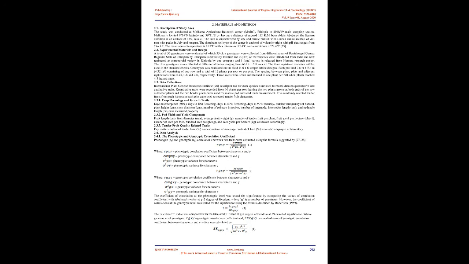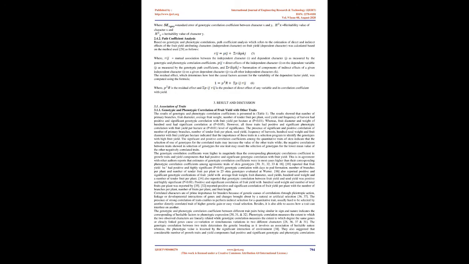2.3 Data collection. The International Plant Genetic Resources Institute 26 descriptor list for okra species was used to record data on quantitative and qualitative traits. Quantitative traits were recorded from 10 plants per row, leaving the 2 plants grown at both ends of the row as border plants, and the 2 border plants were used for mature pod and seed trait measurement. 5 randomly selected tender fruits from each harvest in each plot were used to record tender fruit characters.